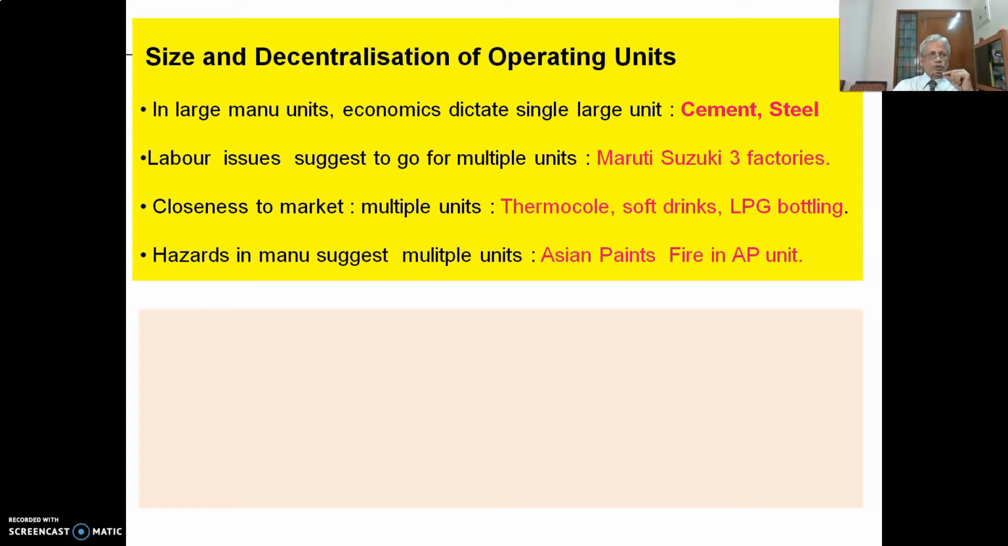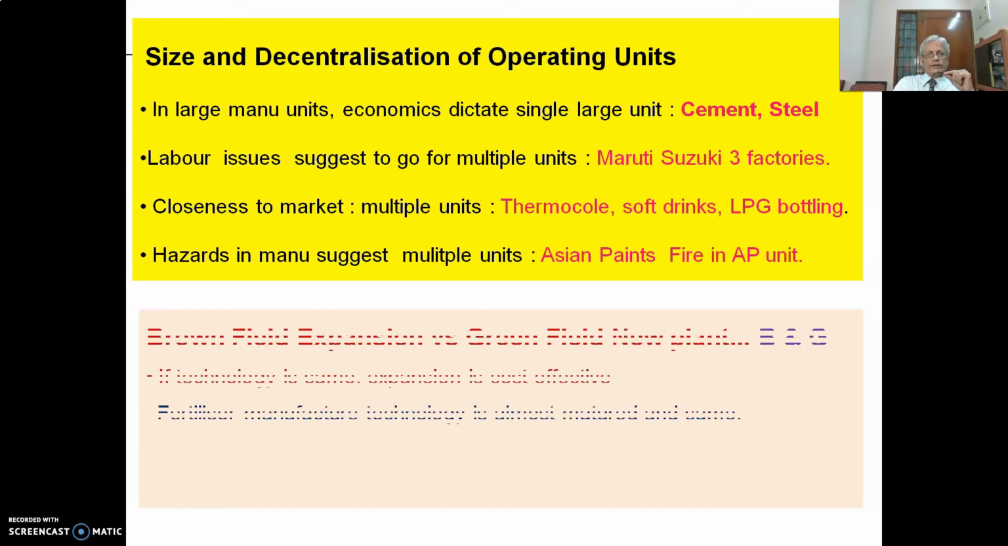The hazards in manufacture also suggest going for multiple units. Paint manufacture is normally quite hazardous in nature. Once there was a major fire in one of the Asian Paints units in Andhra Pradesh, and luckily they had multiple units, so Asian Paints were able to cater to the markets from other manufacturing sites.